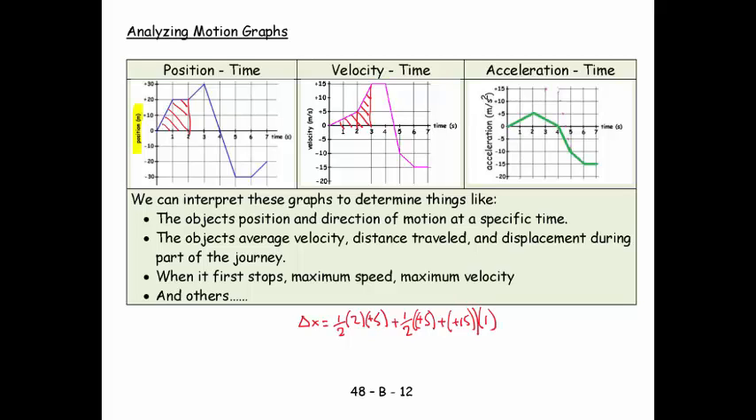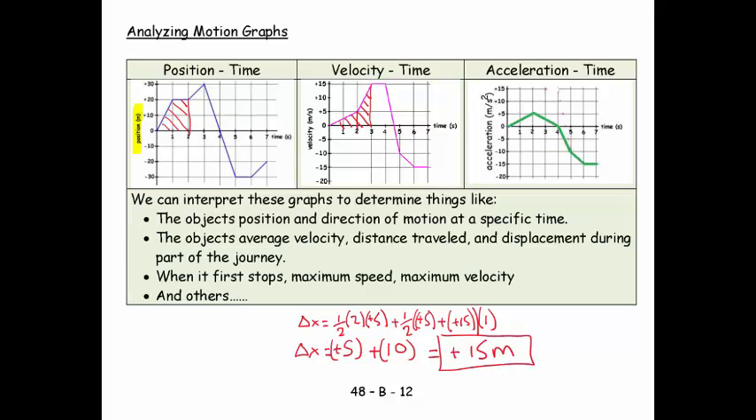Put a bracket around that so it's complete. So my change of displacement is equal to 5 added to, well, 5 plus 15 is 20, and a half of 20 is 10, so that would be 15, which equals plus 15 meters.